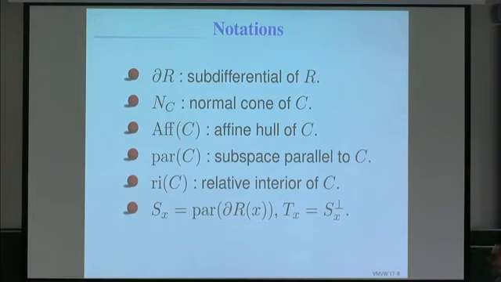This is the relative interior, which is the interior but in the topology dictated by the affine hull. And I'm going to define 2 subspaces which are very, very important. The first one is the subspace which is parallel to the subdifferential, and the second one is the subspace which is orthogonal to it. These are the only notations I'm going to need. Any questions so far?